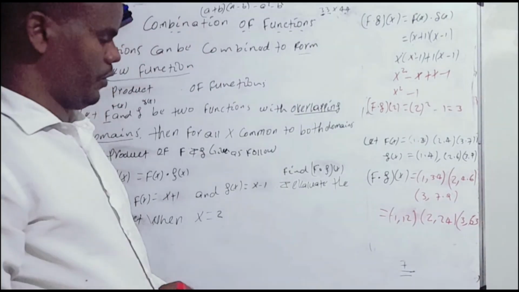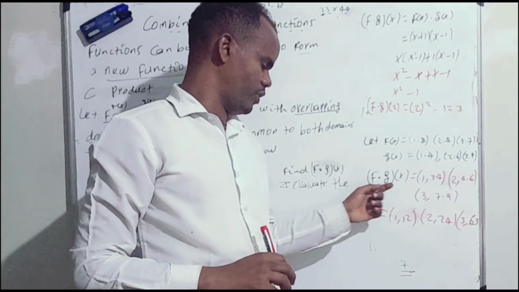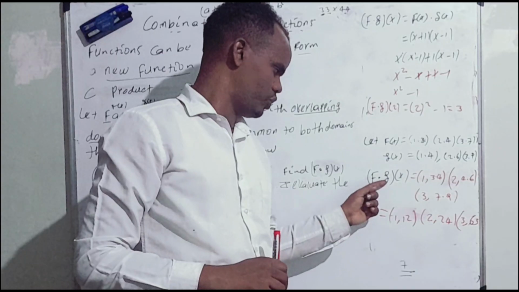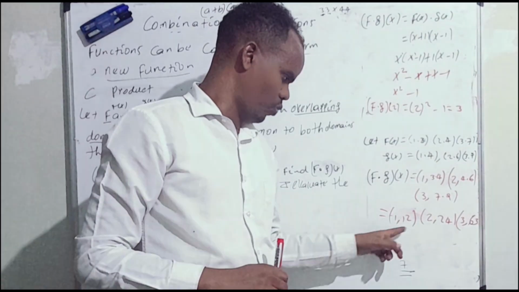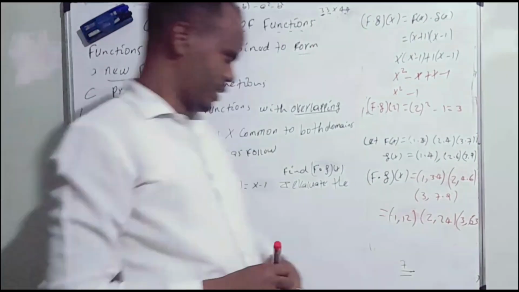This is the product of f and g, that is, f times g of x is equal to what? (1, 12), (2, 24), (3, 60).